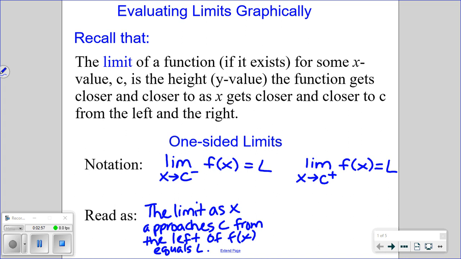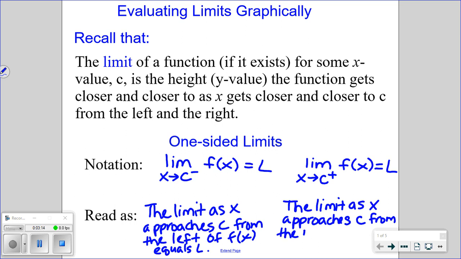And so to put this all together, we would read this as the limit as x approaches, the arrow means approaches, c from the right of f of x equals L. Okay, so again, these are what we call one-sided limits.